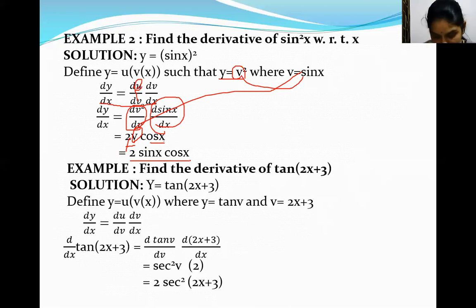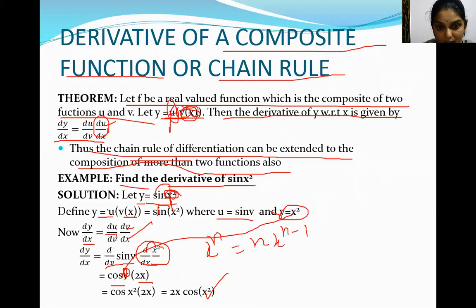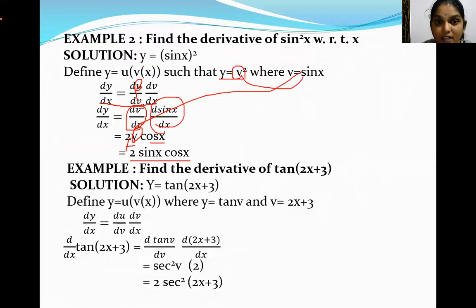You note the difference between the previous example and this one. In the previous example, it was sin of x square, so it was cos of x square into 2x. And in this, it is sin square x, which means you will get 2 sin x into cos x.